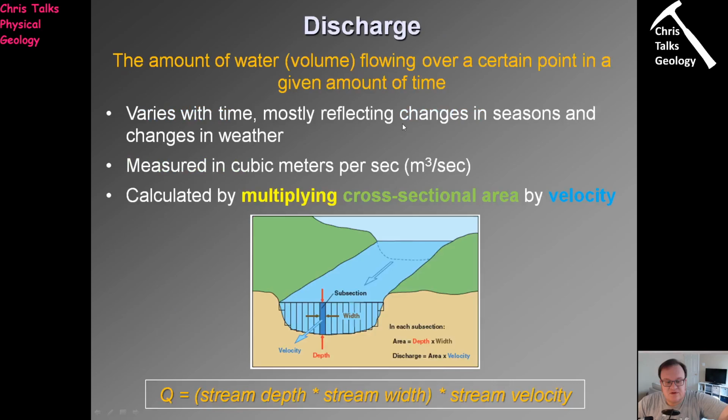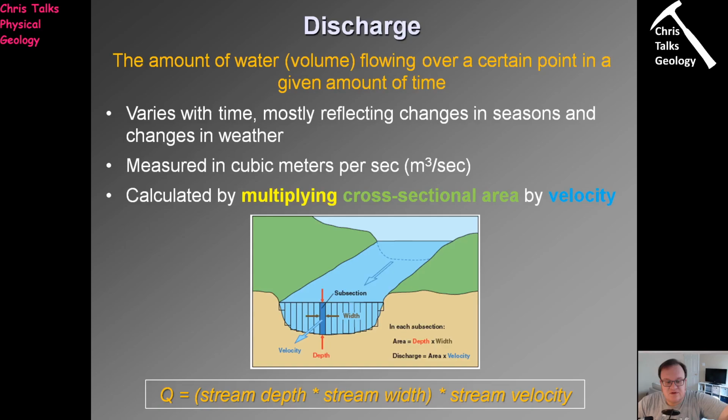All right, so the next thing we need to think about is something which is referred to as discharge. Discharge is simply the amount of water, so a volume, flowing over a certain point in a given amount of time. Now, discharge will vary with time, and those changes will mostly reflect changes in the seasons. You would expect the fall and the spring especially to be quite wet, so you would expect discharge at those times of the year to be higher. In the case of summer and winter, normally you would expect discharge to be a little lower.